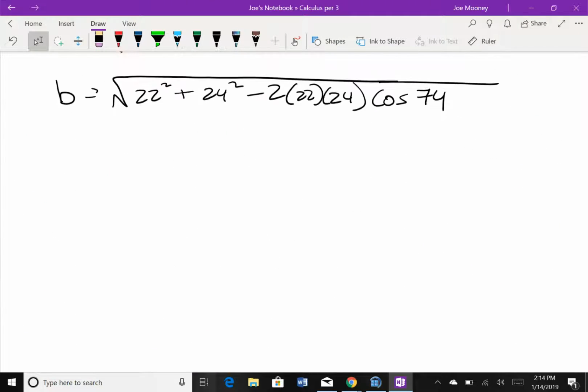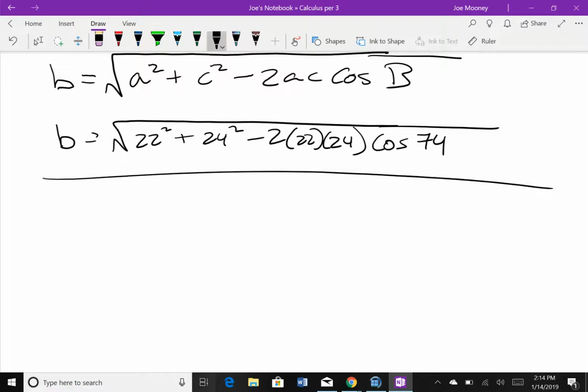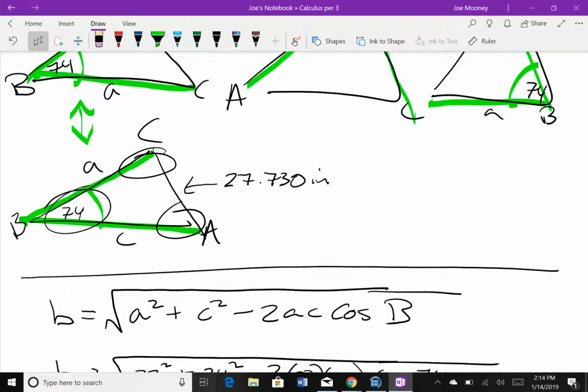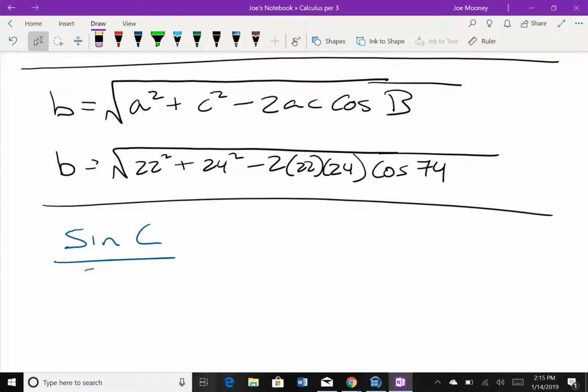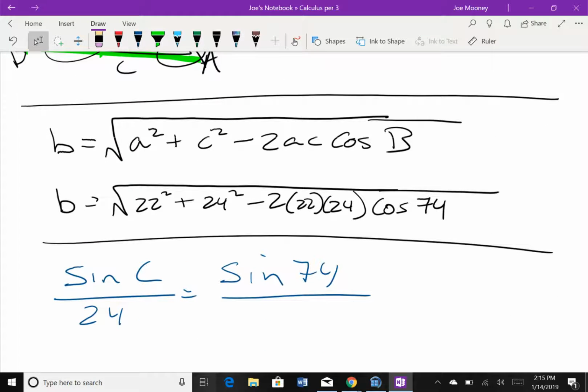So that must have meant I found angle C. So I'm going to go ahead and find angle C. So the sine of C over, what did I say, 24? Yep, sine of C over 24 is equal to the sine of A, which is 74, over what we just found, which was 27.730.